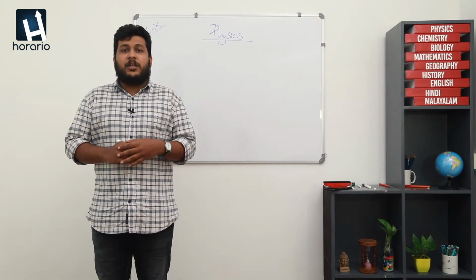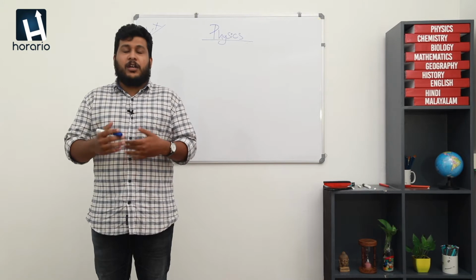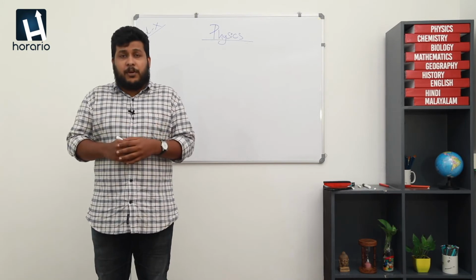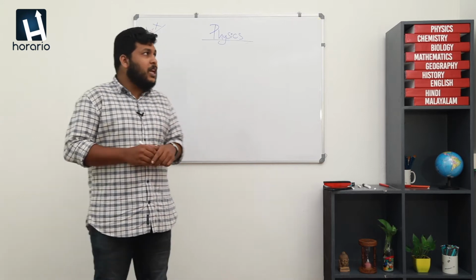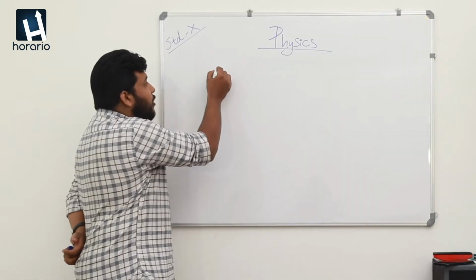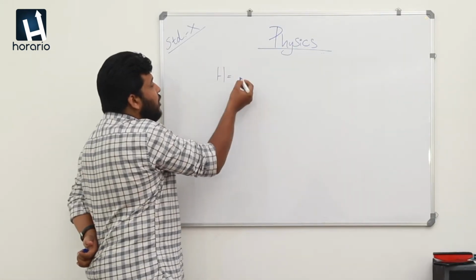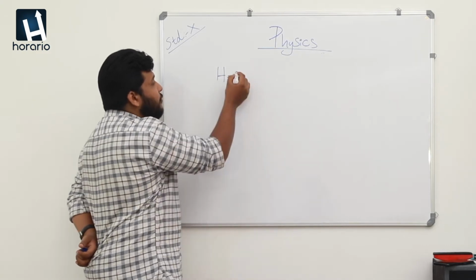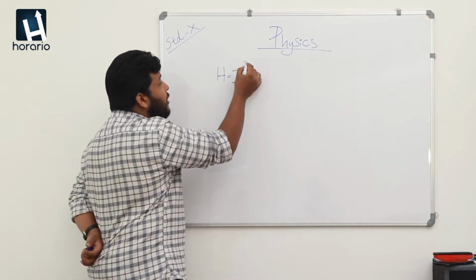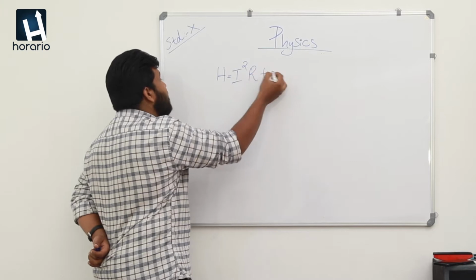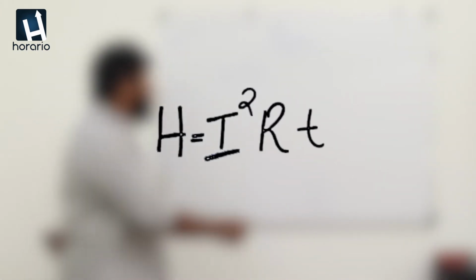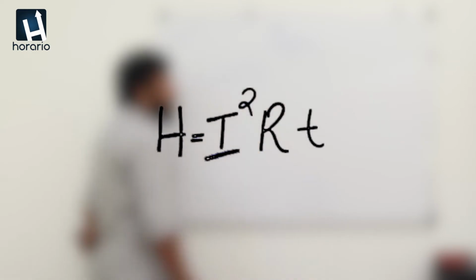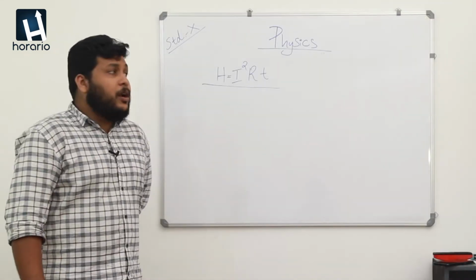So today we are going to do some problems related to Joule's law and Ohm's law. In the last class, we discussed Joule's law, and from Joule's law, we derived an equation which is H is equal to I square RT. To make familiar with this equation, we can do a problem.